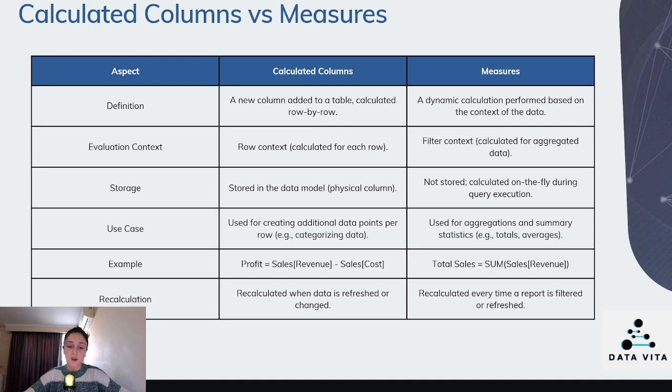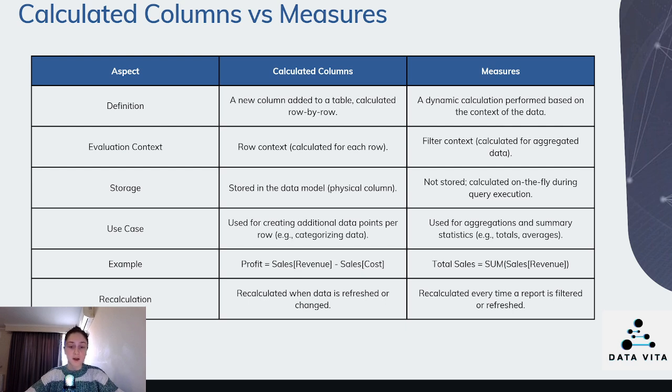Measures are ideal for aggregating data and performing summary statistics. For instance, if you need to calculate the total sales for a given time period or the average profit margin, you could use a measure. Measures are designed for calculations that depend on a filter or context, such as summing revenue, counting growth, or calculating percentages.